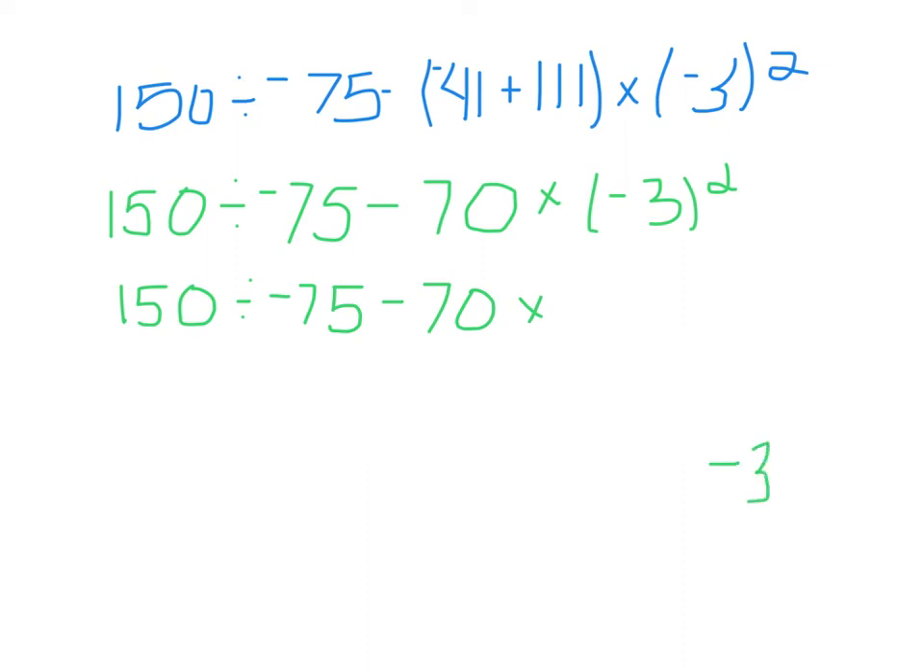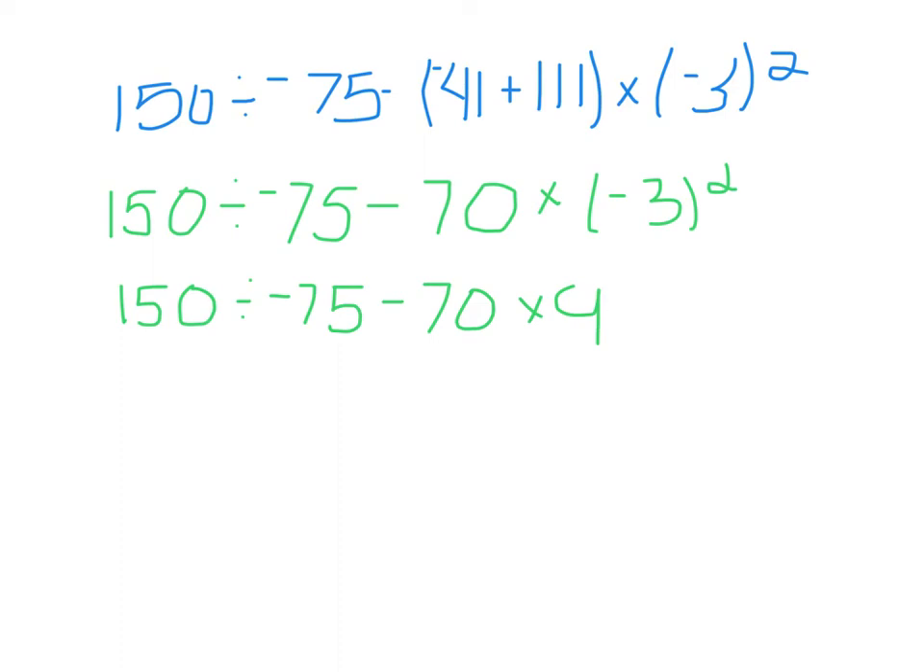That would look like this. Negative 3 times negative 3. I have two negative signs, so my answer is going to be positive. 3 times 3 equals 9. So times 9. Move the work so that we have more room for later. So now I've gotten rid of my parentheses, my exponents. Now I'm going to multiply and divide going left to right.